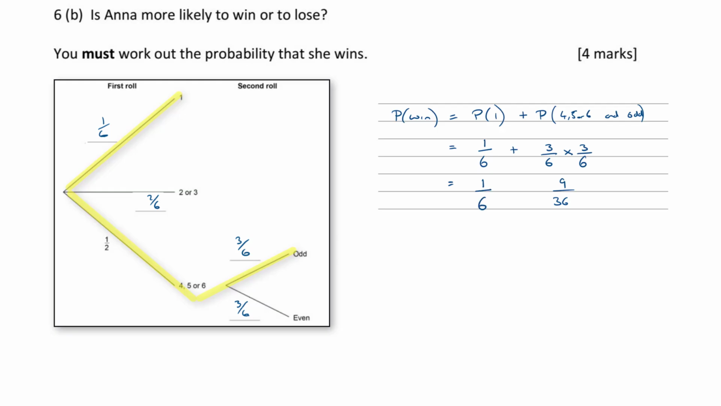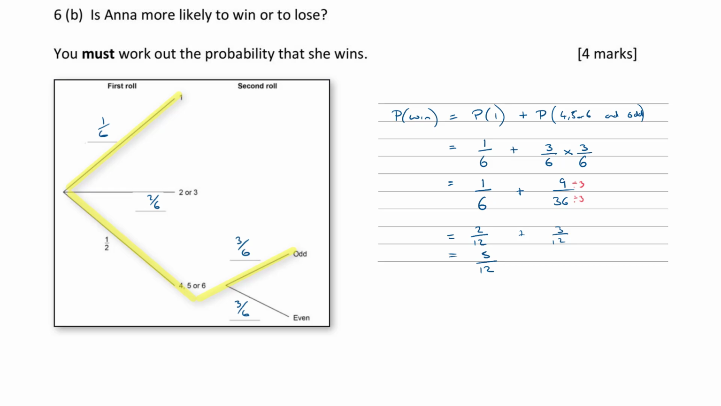Now I need to add 1 over 6 and 9 over 36. I need to find a common denominator. Well, I can actually simplify 9 over 36 to, if I divide top and bottom by 3, I'm going to get 3 over 12. And if I double up 1 over 6, I'm going to get 2 over 12. So adding those two together then, I'm going to get 5 over 12. Okay, so the probability of win is 5 out of 12.